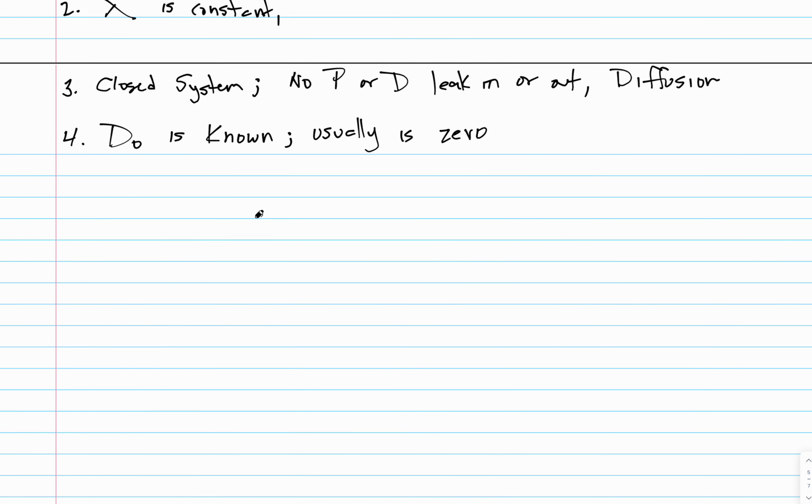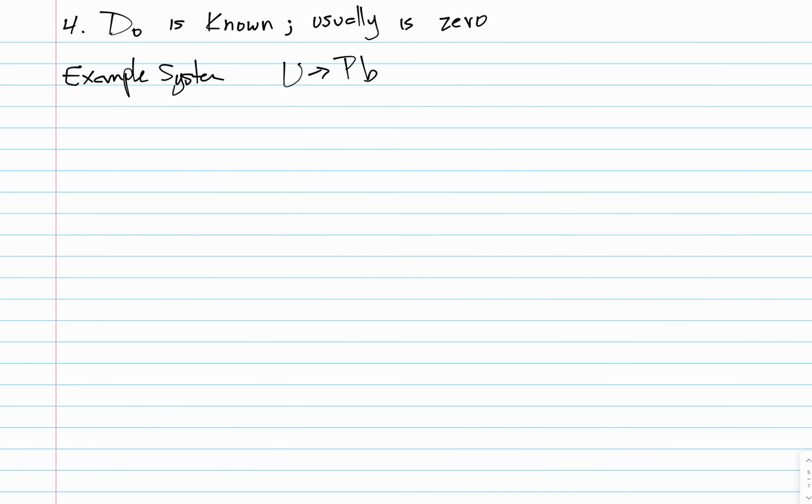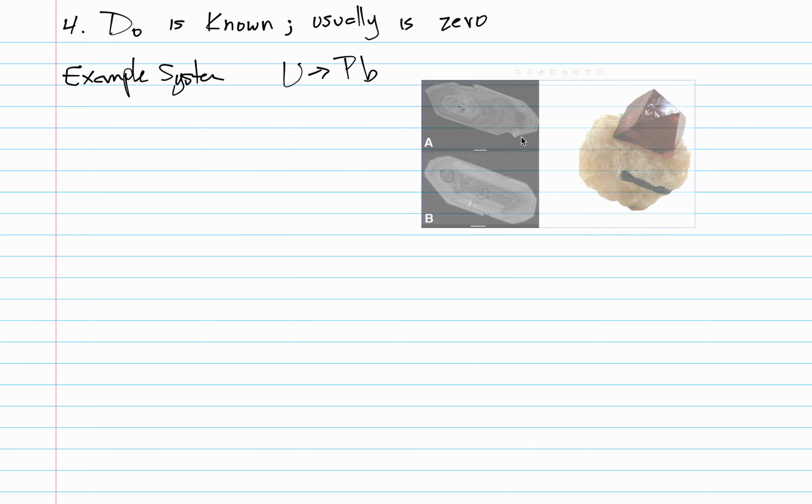All right, so now let me go through an example of this. So we're going to do one example system. And the example system I want to walk you through is uranium-lead geochronology. This is commonly done on zircon, but it can also be done on other minerals as well.